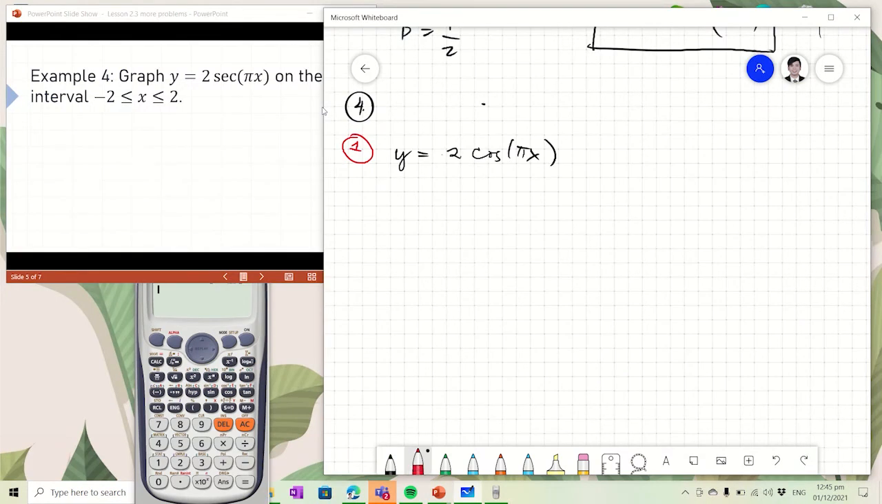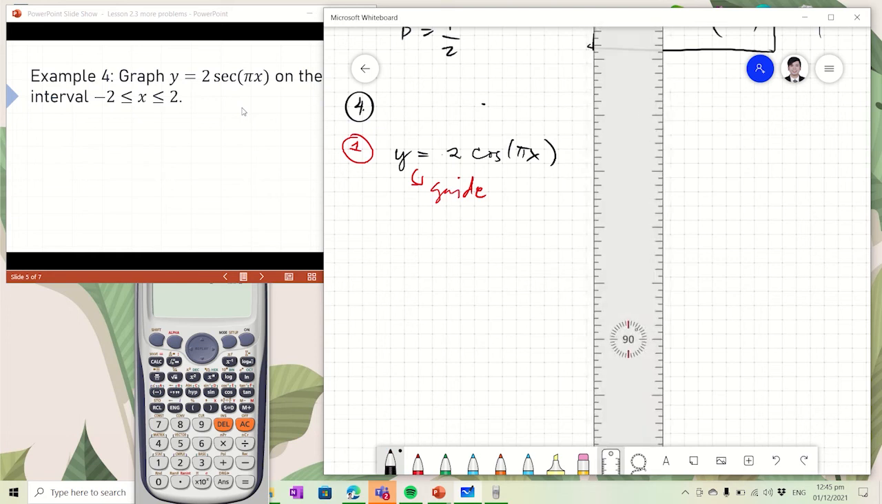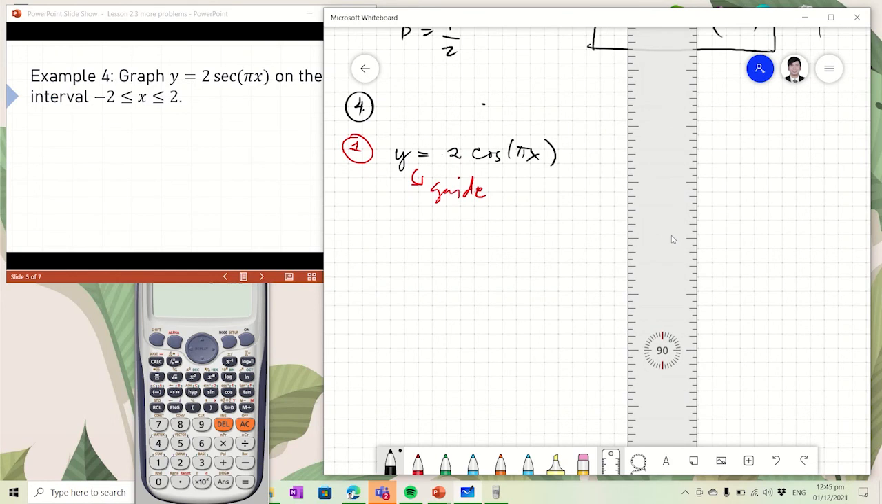Gagamitin lang natin siya for guide purpose. Okay? So, kapag yung binigay naman ko secant, sine naman yung iisipin ninyo. So, 2 cosine of pi x, pinalitan na natin yung secant into cos. And then, you just have to graph that. That's the basic. So, okay, ito na naman tayo. Gagawa na naman tayo ng Cartesian plane.